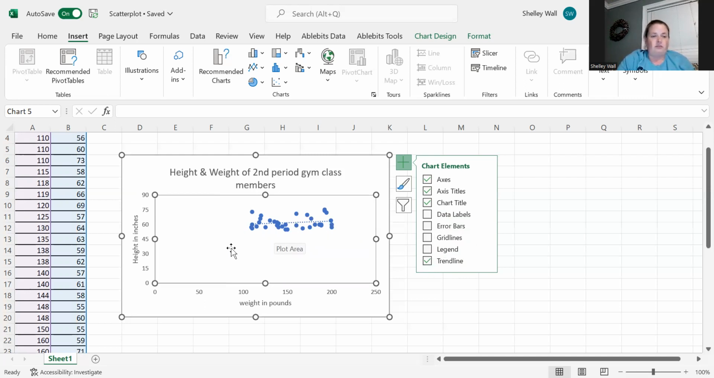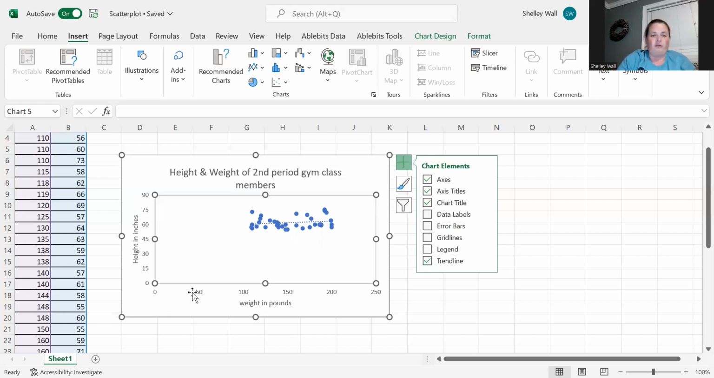So for this chart, you can notice there aren't necessarily very many outliers, otherwise known as astronomical points. You can kind of look, there's one here, but it's really not much of an outlier, which is what you would be looking at if you had something over here or over here or over here, just completely out of line. So I went through and labeled my axes so I know what's the height, what's the weight, and then I gave my chart this title, Height and Weight of Second Period Gym Class Members.